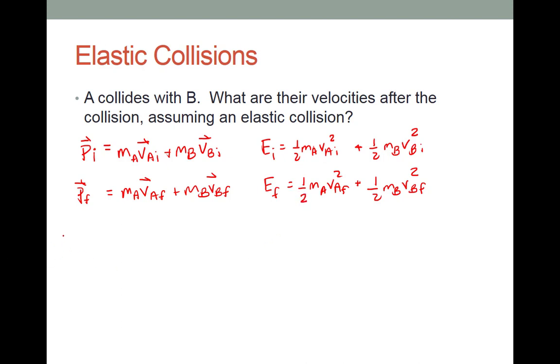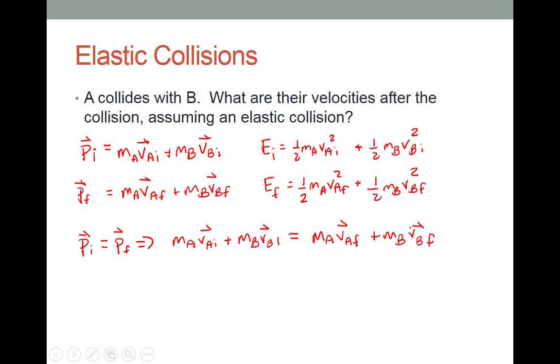Okay, we're going to start by looking at conservation of momentum. So initial momentum has to equal final momentum. That gives us that MA VA initial plus MB VB initial has to equal, oh, that is a plus sign that was supposed to be an equal sign. So let's try again: MA VA final plus MB VB final.